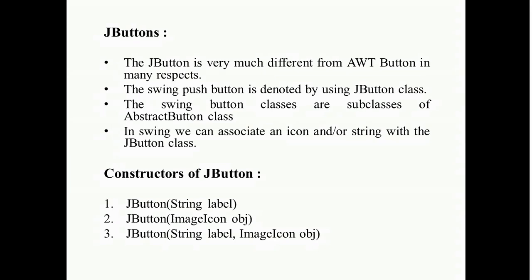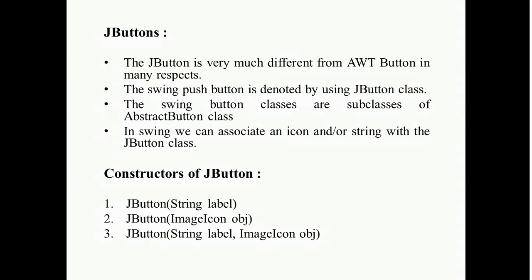Now next, see the constructors of the JButton. There are three constructors of the swing button. First constructor is JButton having one parameter, String label. This constructor creates a button with the specified label on the button. The first constructor is JButton having parameter String label, and this constructor sets the specified label onto the button.